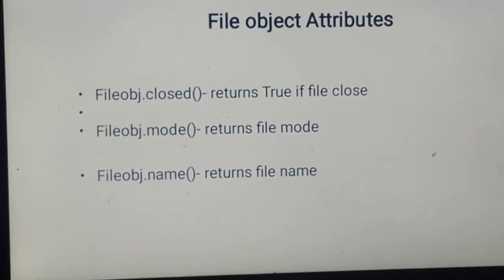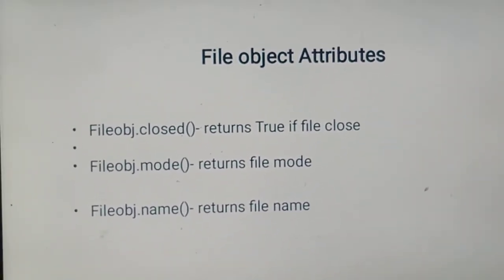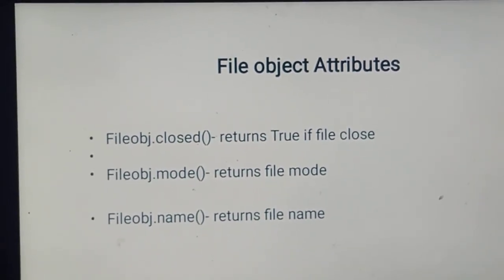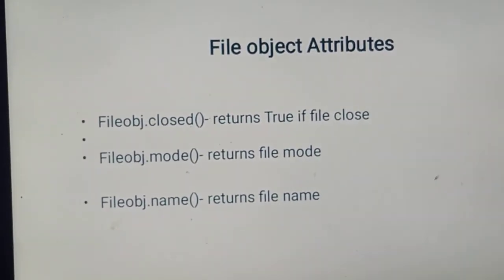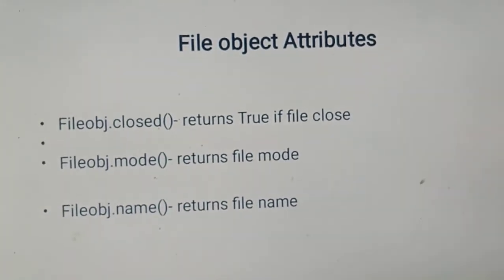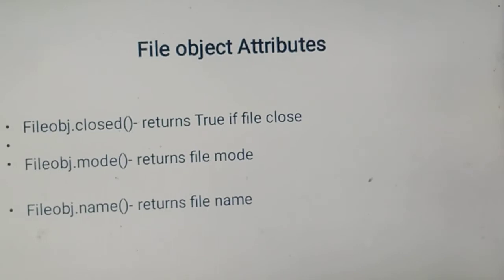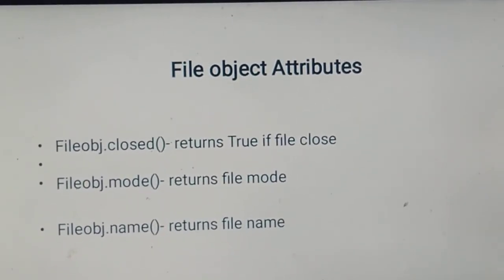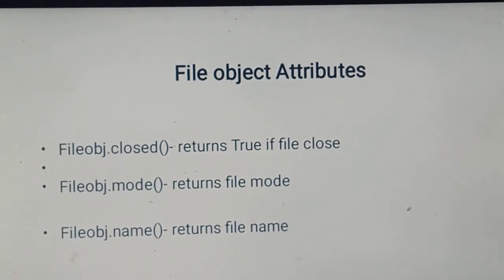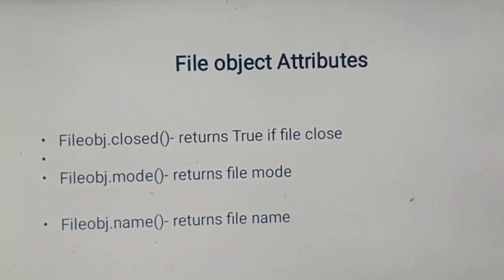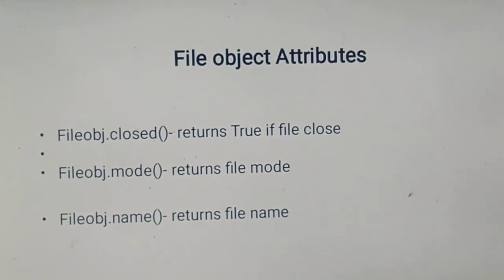So the first one is the file object.closed attribute. This attribute returns true if the file is closed, otherwise it returns false. So if you have closed the file, it will return true, and if you have not closed the file, it will return false. The next attribute is file.mode. Basically this will return the access mode with which the file is opened. Okay, so it will tell you the mode in which you have opened your file.